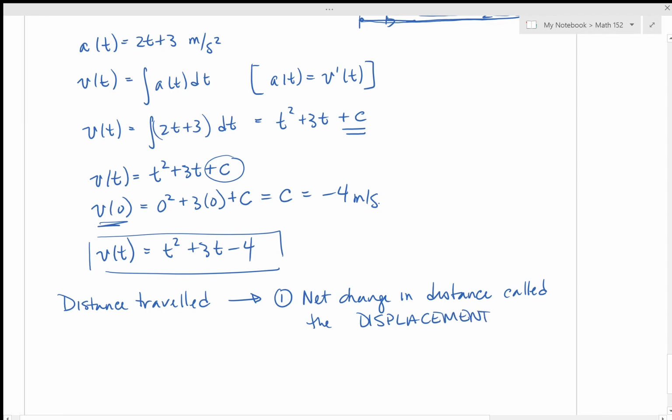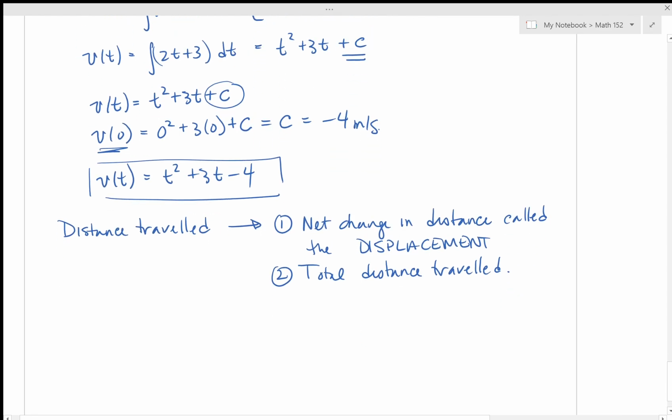And then there is the total distance traveled. Okay, so we're going to take a look at how these things are different. So the displacement. Okay, so let's do that one first. One, displacement.